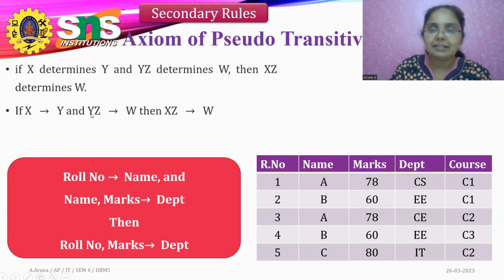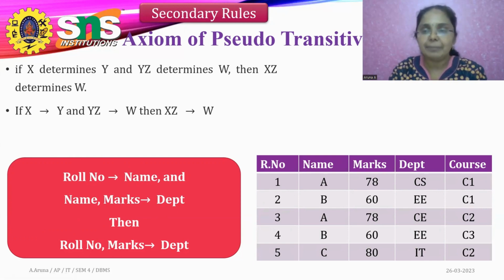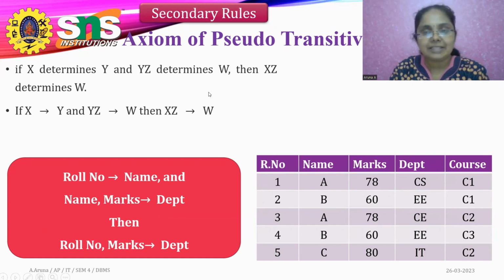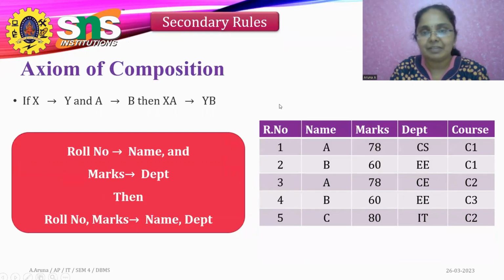Because we know that if any element is a subset of your X component, definitely that is a function. That is very much similar over here. It is also very much similar to transitivity. Transitivity is an indirect relation. Here also it is an indirect relation: by using two things, we can identify the third part. Based on these two conditions only, we identify the third part, so it can be called the axiom of pseudo transitivity.